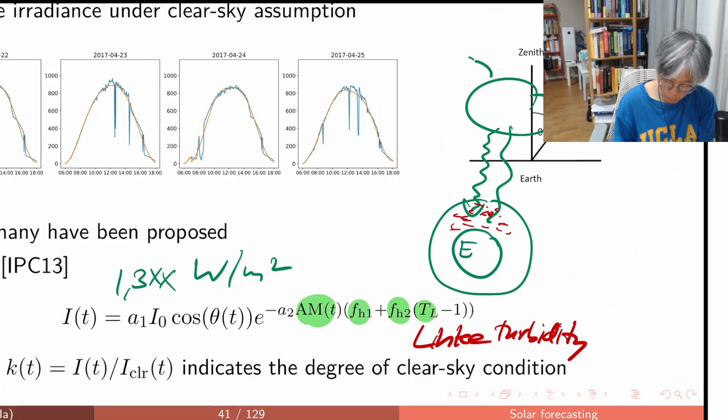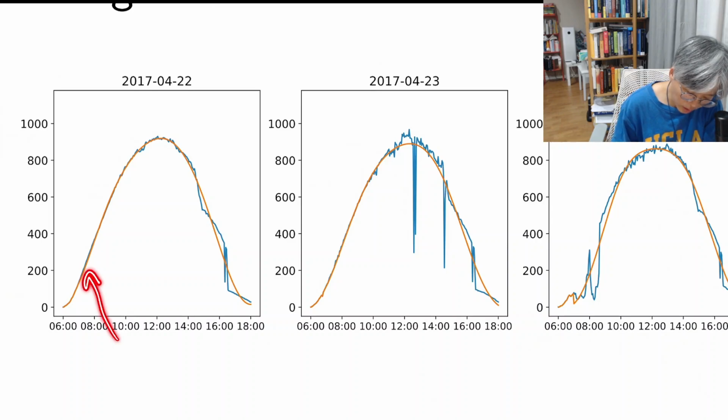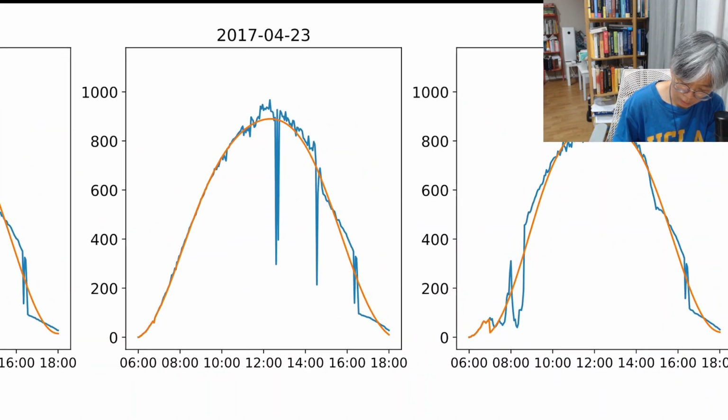In our group we have applied this model, and we collect the data set under the clear sky assumption, and we try to estimate this link turbidity based on the solar irradiance at our location. The orange is the clear sky irradiance, and the blue one is the actual one. So you see that the actual irradiance sometimes fluctuates during the day. Maybe at that moment you have cloud that covers your solar panel.